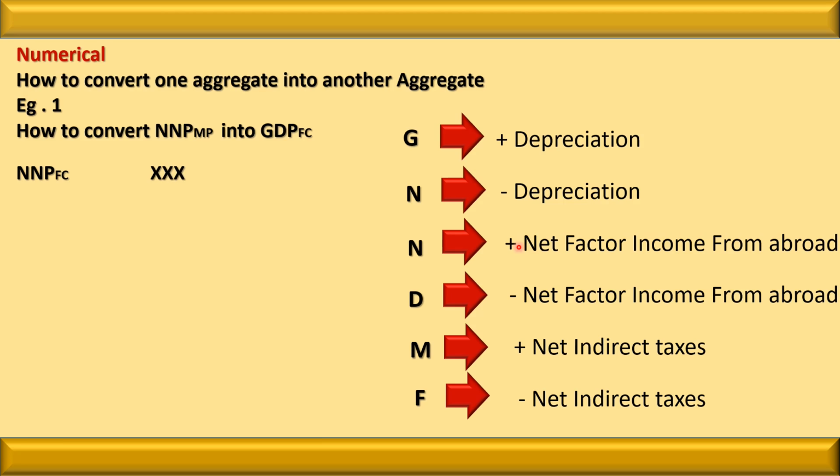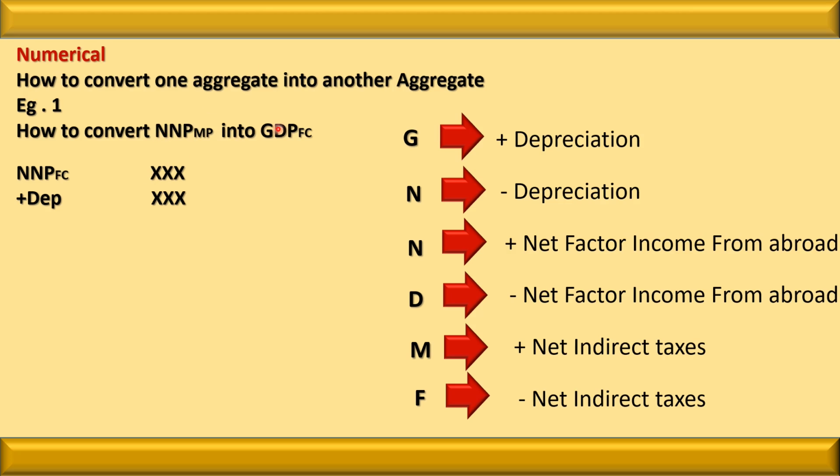What is being given to us? NNPFC is given to us. Firstly, what we have to do? We have to check the first pair. The first pair is N, and we have to find out gross. Net is given, and we have to find out G. To find out G, what we have to do? Plus depreciation. Okay.